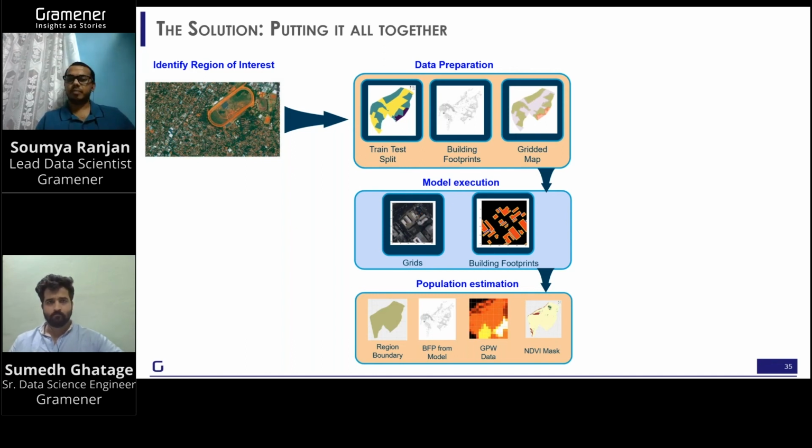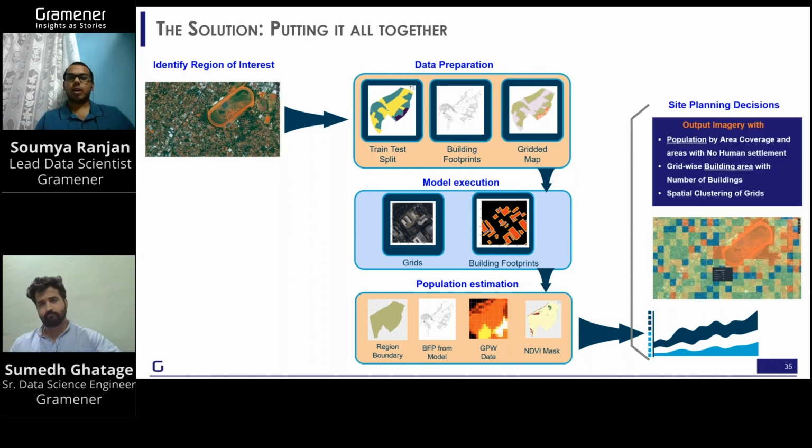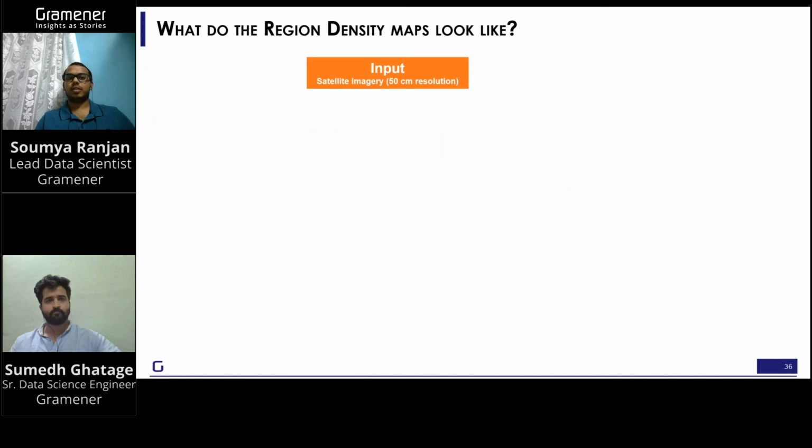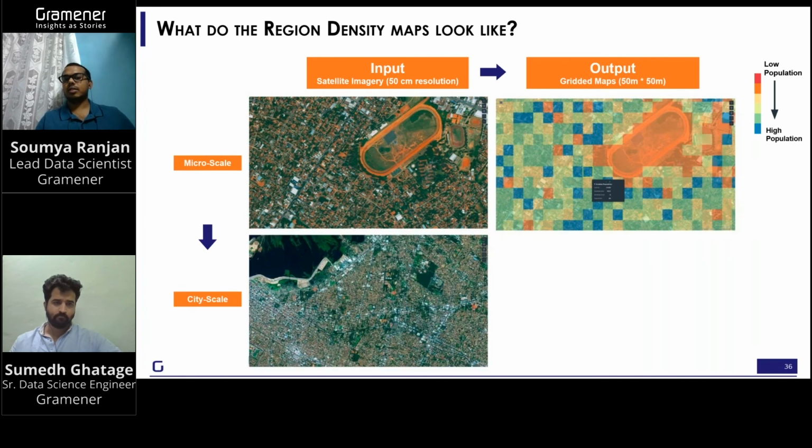So if you see the image on the left, the satellite image, and the image on the right, you can see the distribution of the population, right? So the bluer or greener it is, the higher the population there, and the red and orange colors indicate a lower human population. Now, how does it work? So if you look at a city level, this is how the population looks, and if you look at a much higher resolution, this is how it looks.